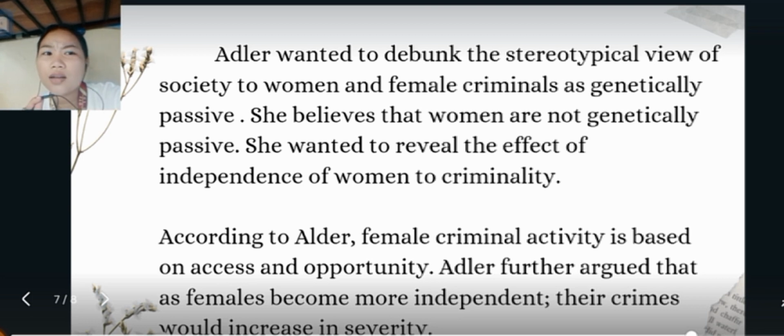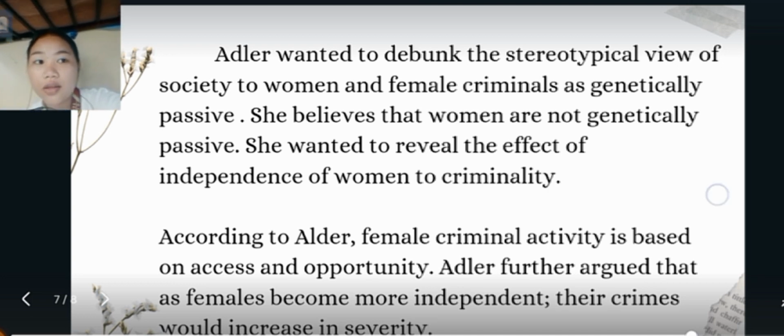Adler wanted to debunk the stereotypical view of society toward women and female criminals as genetically passive. She believes that women are not genetically passive. She wanted to reveal the effect of women's independence on criminality. Then, according to Adler, female criminal activity is based on access and opportunity. Adler further argued that as females become more independent, their crimes would increase in severity.